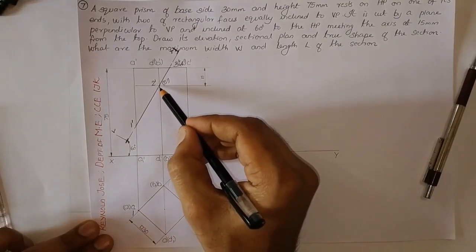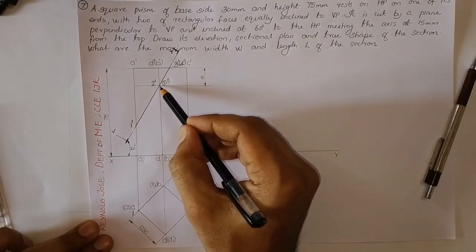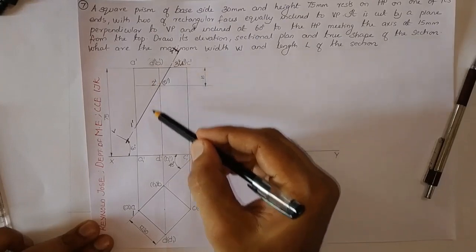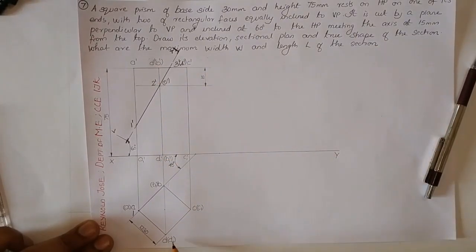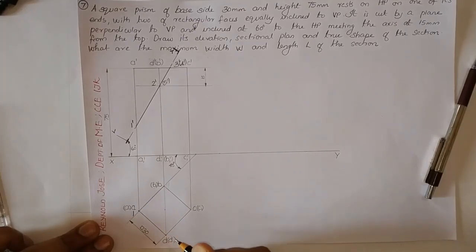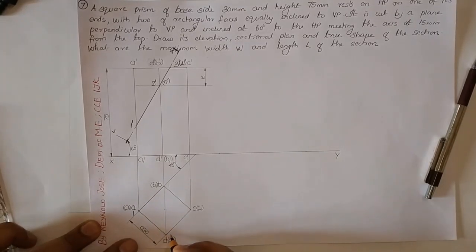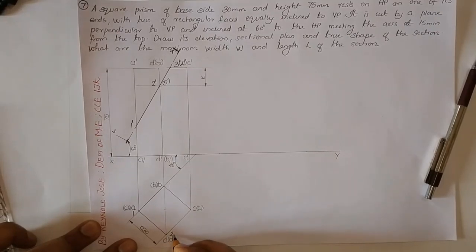Now this is point 2 dash. Where is 2 dash located? It is on D dash D1 dash. So directly we can transfer it. This is DD1. DD1 is seen as a point here because DD1 is perpendicular to HP. So this will be point 2.